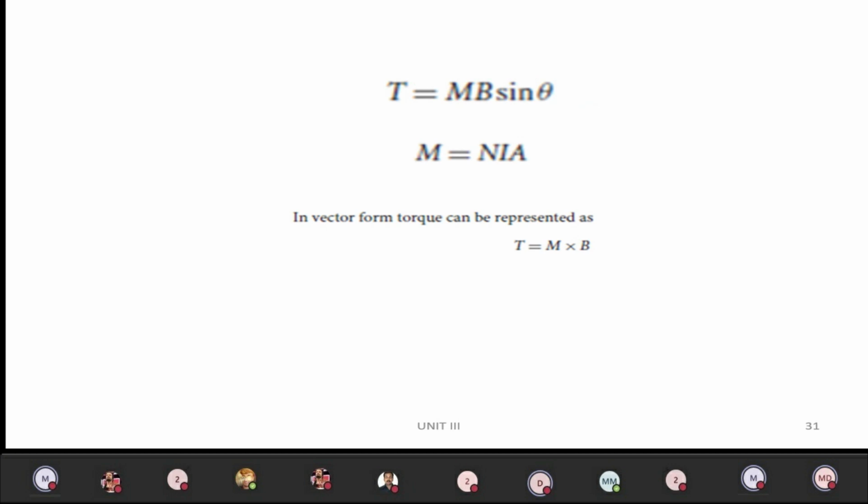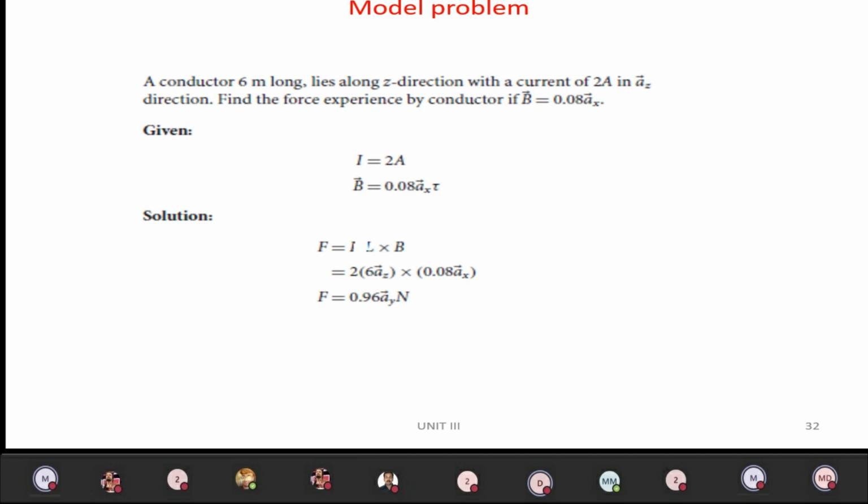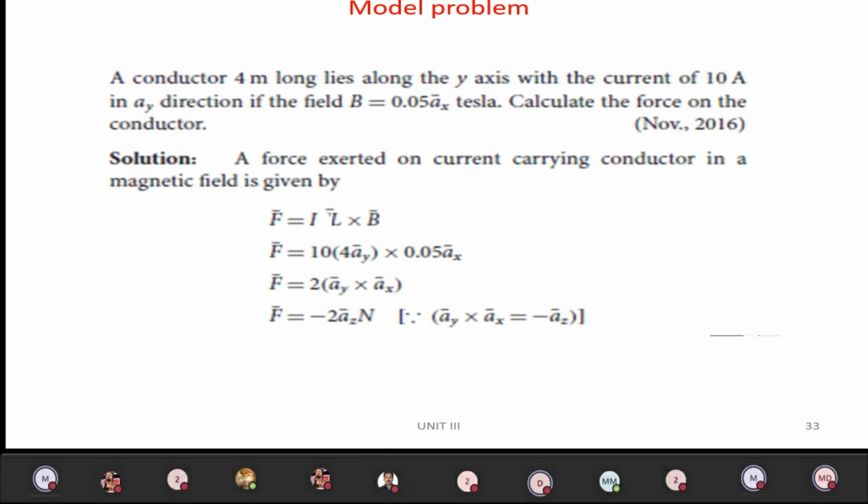T equals mB sin theta. Maximum torque is obtained when theta equals 90 degree. At theta equal to 90 degree, sin 90 will be 1. So T max equals mB, just mB. That's what you will be substituting there.